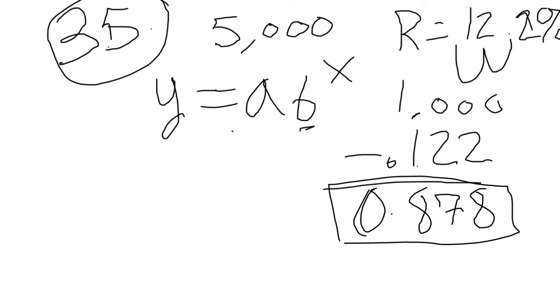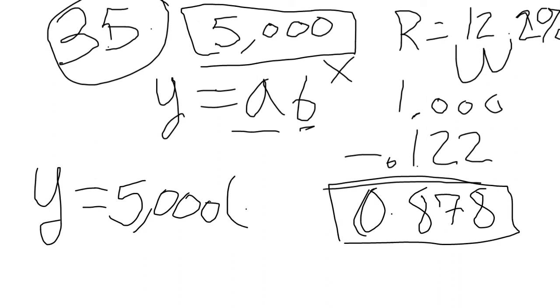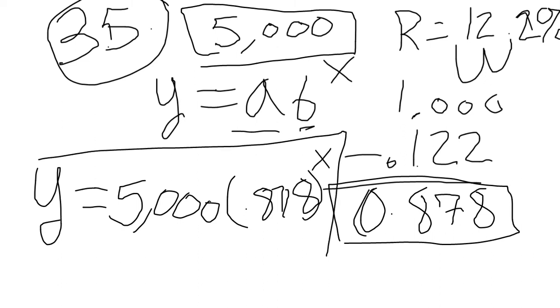And then if we just remember that a is just our starting value, hey, that's 5,000. I gave you that. So our equation is simply going to be y equals 5,000 times 0.878 all raised to the x.